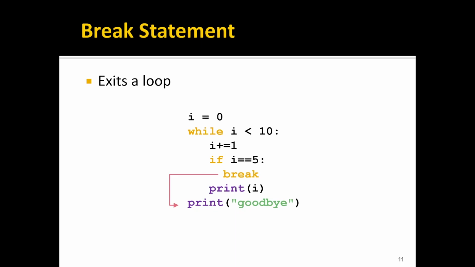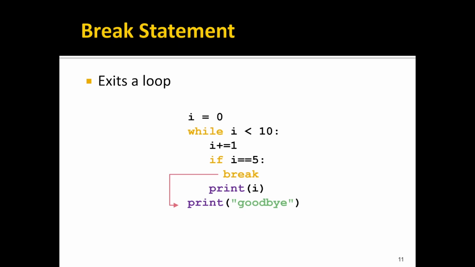Next up, let's talk about the break and continue statements. These are special statements that we can include in our loops to add more nuanced control to the flow of those loops. First, the break statement, which is just the word break, when encountered by the Python interpreter, will exit the current loop that it's in.